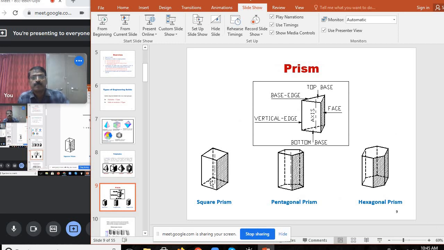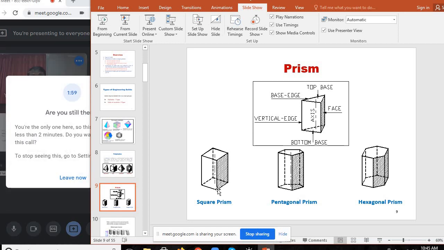What is a prism? A prism is a solid with 2 bases and bounded with rectangular faces. From the figure we can understand it is a triangular prism, having top base, bottom base, vertical edge, base edge, face, and an imaginary line connecting the top and bottom face centers. This imaginary line connecting these two centers is called the axis.